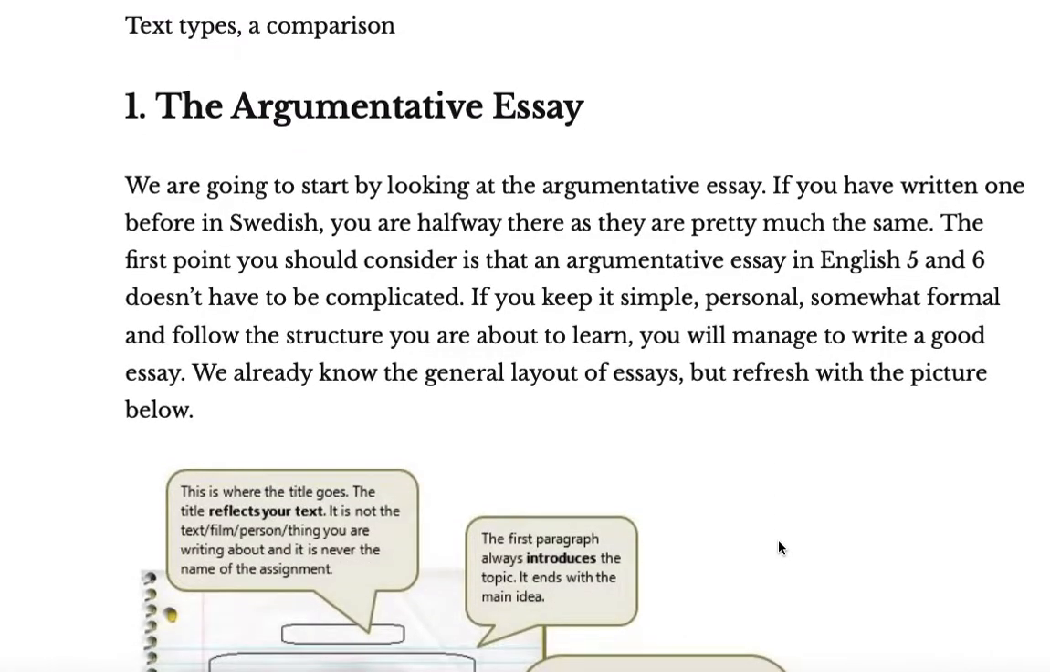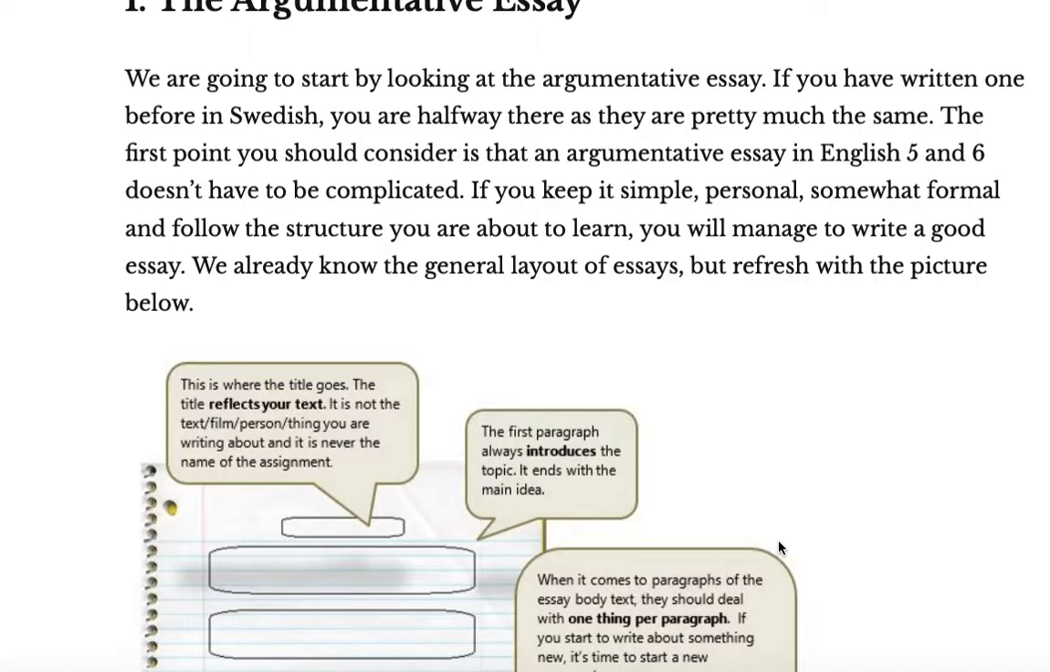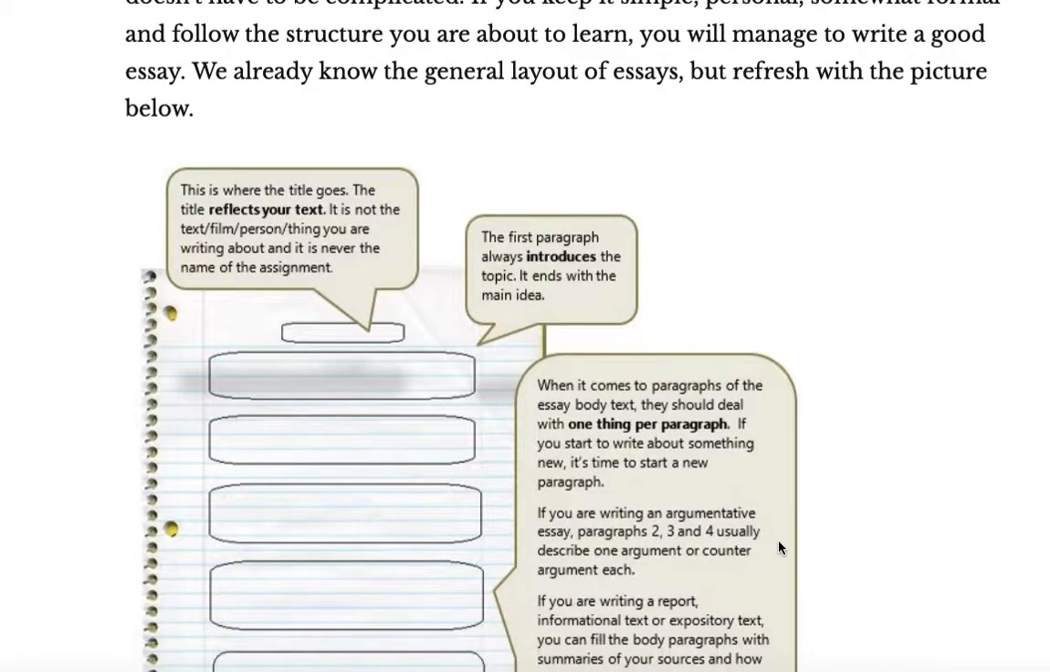And you probably already know the general layout of an essay, but please take a few minutes to refresh with the picture below.